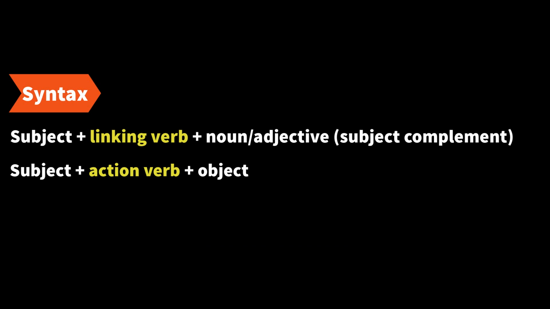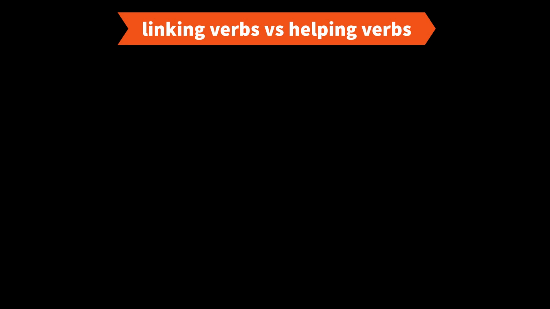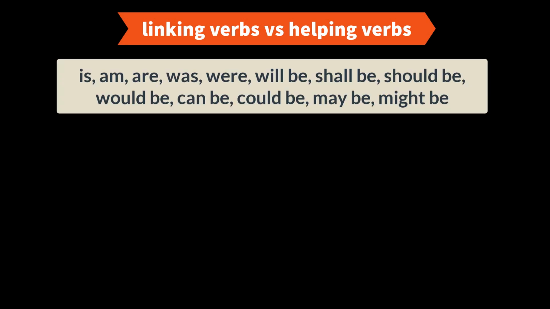But in the example, he looks happy, if I replace the verb looks with is, it does make sense. He looks happy, he is happy. So here, looks is a linking verb, not an action verb. Now, there are a couple of linking verbs that also work as a helping verb. So all these verbs: is, am, are, was, were.